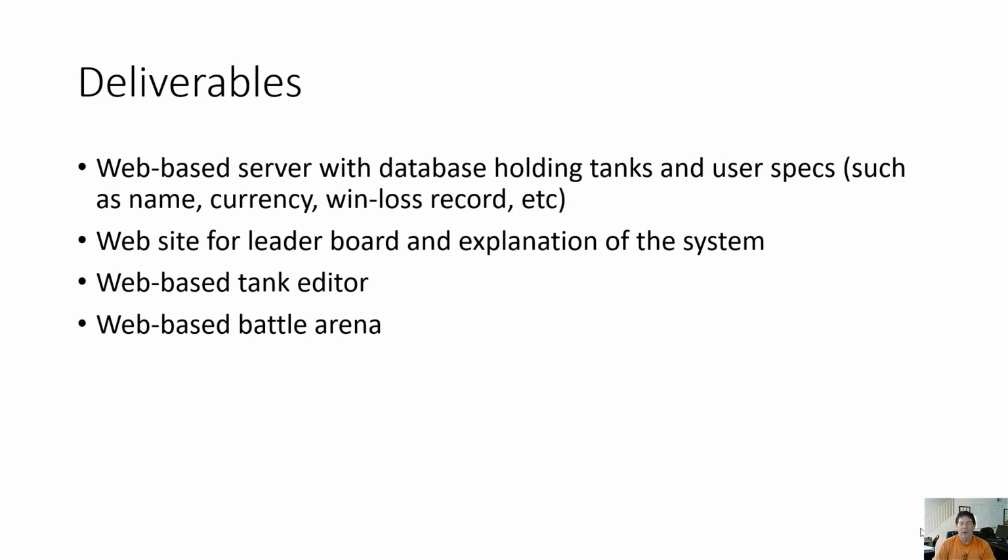So your deliverables, what I'm expecting you to deliver to me, is a web-based server with a database holding tanks and user specs such as name, currency, win-loss record, and so forth. A website for the leaderboard and explanation of the system. So when you first get to the website, there'll be what the system is. There'll be a big "about us" and all that kind of stuff. Maybe pictures and names of the developing team.